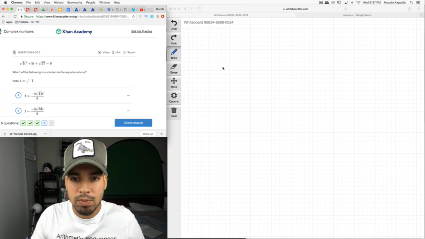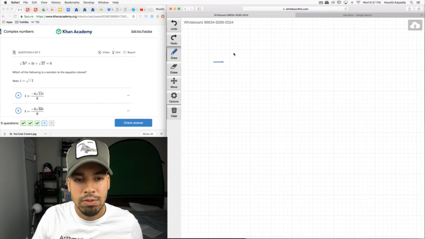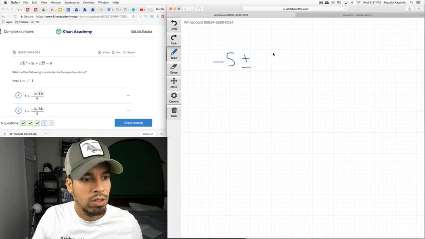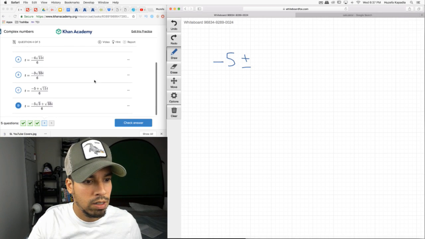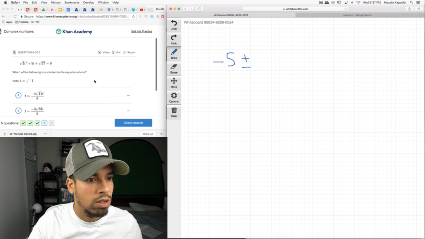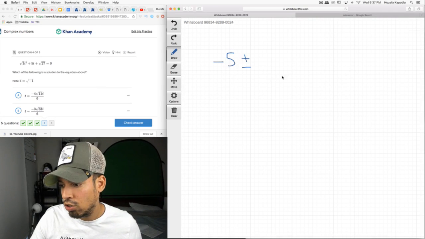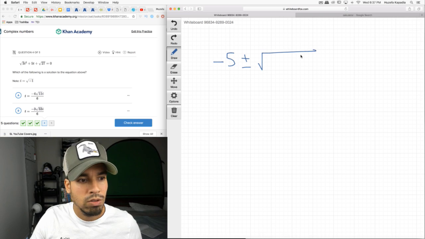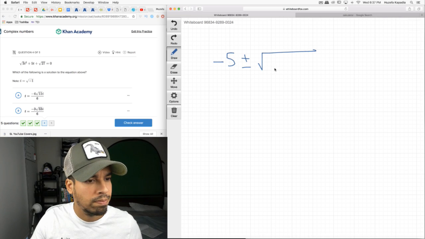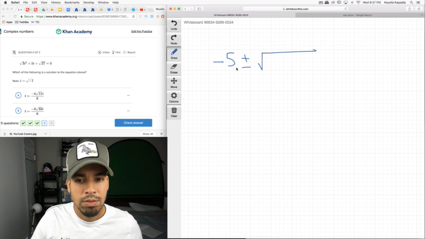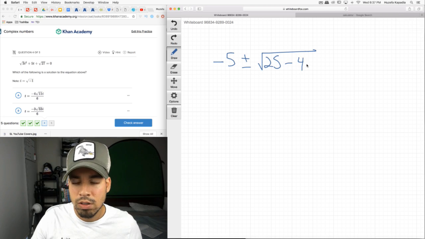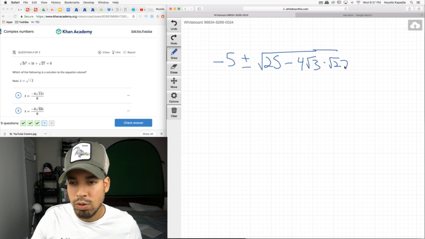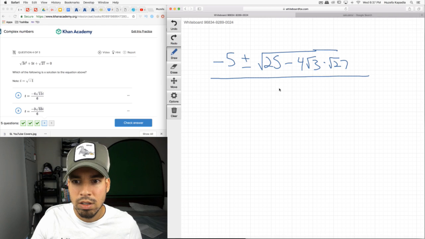So we got negative B, which is negative 5, plus or minus. Wait, did they have plus or minus? Oh, they just have plus. Oh, so we just want a solution. So they're just probably choosing the positive. So negative 5 plus or minus square root of B squared, which is 25, 5 squared, minus 4AC, 4 times square root of 3 times square root of 27, over 2 times A, which is 2 rad 3.